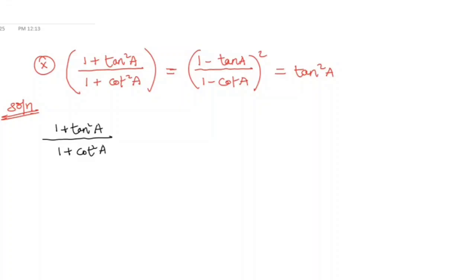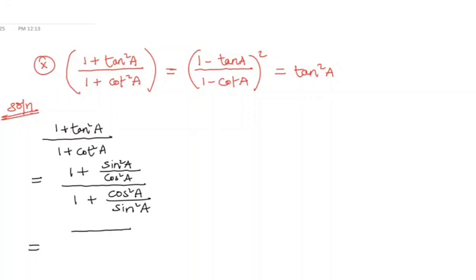So what we can write? Equal to 1 plus tan²A. We can write sin²A by cos²A, because tan A equals sin A by cos A, divided by 1 plus cot²A, which we can write as cos²A by sin²A. Okay, so next step we'll take LCM. If you take LCM, we'll get cos²A, so cos²A into 1, you can write cos²A plus sin²A.